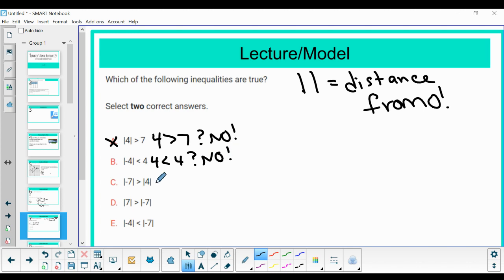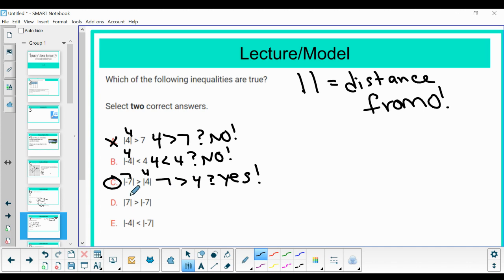All right, absolute value of negative 7 would be 7. Absolute value of 4 would be 4. Is 7 greater than 4? Yes, it is. So that is one of our choices, but it says to pick 2.